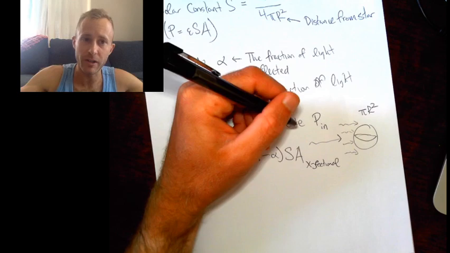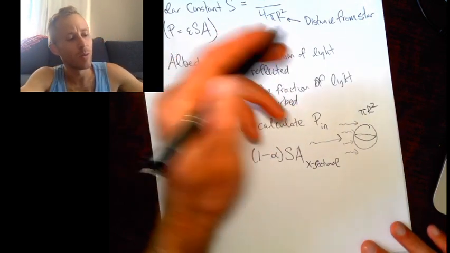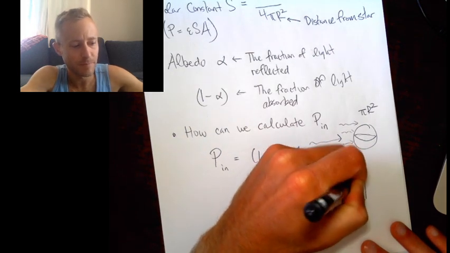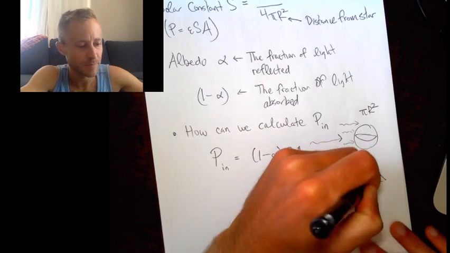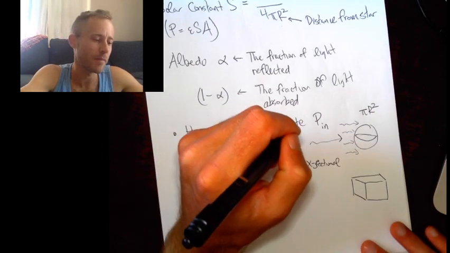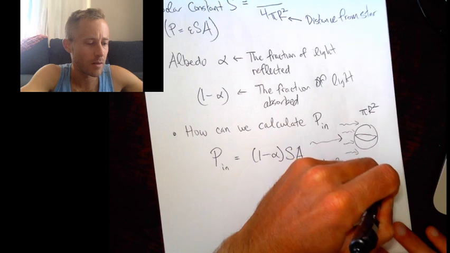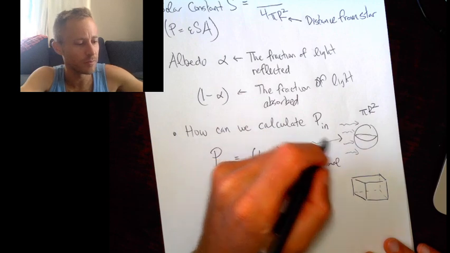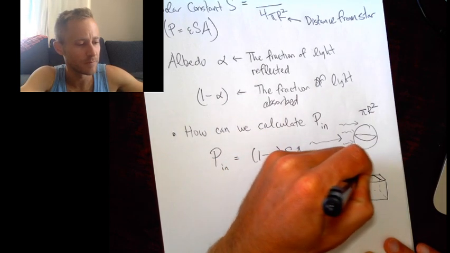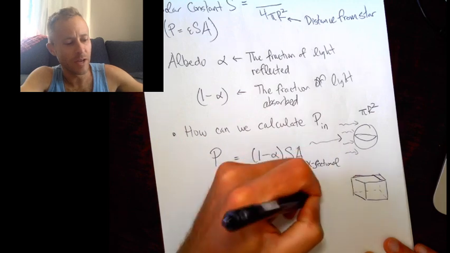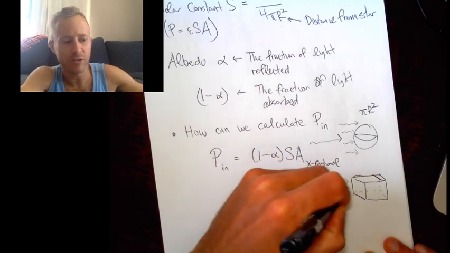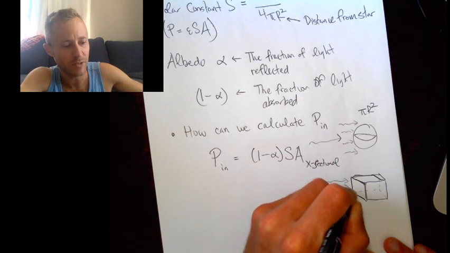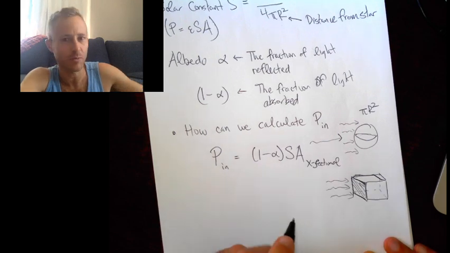So the cross-sectional area is different from the surface area. What if we had a cube like this? Sorry, that's a horrible cube. And the light is coming in. What's the cross-sectional area of a cube? It would just be the area of this face right here, whatever face is pointed towards the light. So it would just be L squared.